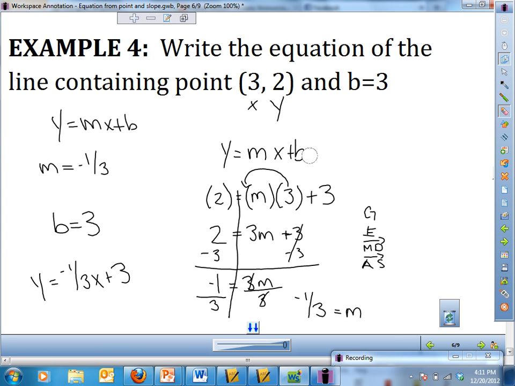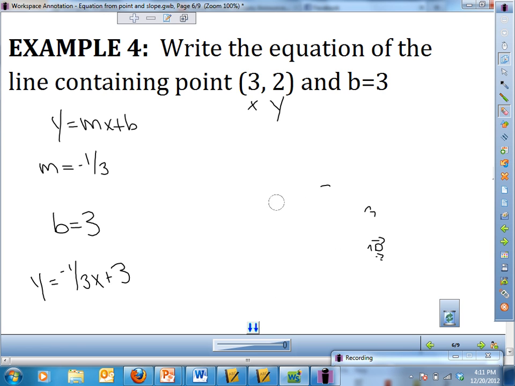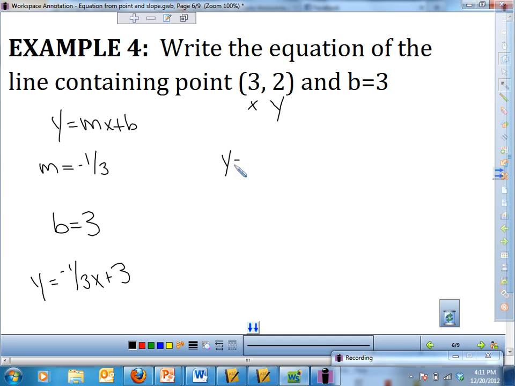Now remember, your next step should always be to check. So I'm going to go ahead and erase this so I have a little bit more room to work. I'm going to write my equation. Y equals negative 1/3 x plus 3. My y value was 2, so I'm going to put a 2 in for y. Bring down my negative 1/3. My x value was 3, plus 3. And let's see if that works.